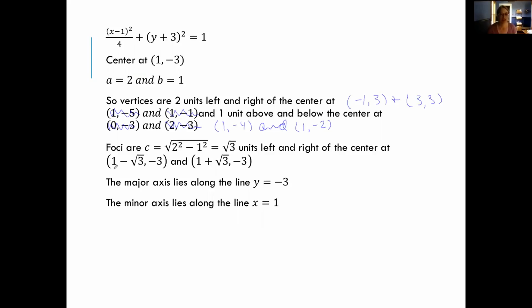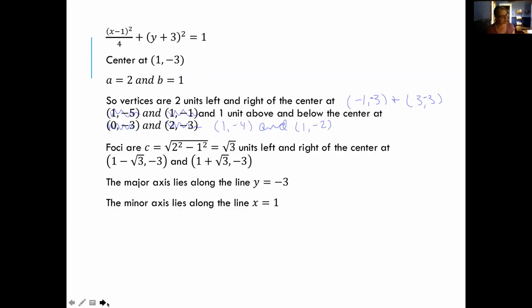The foci are square root of 3 units to the left and right of the center. So that's going to be 1 minus the square root of 3, comma -3, and 1 plus the square root of 3, comma -3. The major axis lies along the line y equals -3. The minor axis lies along the line x equals 1.